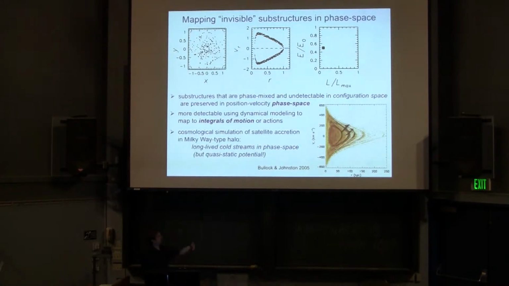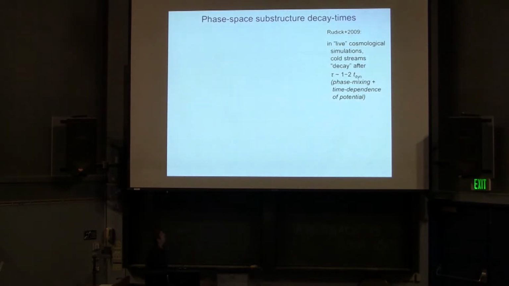And here's a kind of quasi-real example from a simulation of accreting satellite galaxies. So you can see these cold streams in phase space. Now, one of the issues here is that this is idealized. It's in a quasi-static potential, very smooth. It's not truly cosmological. So you'd like to know, how long do these things stick around where you can detect them? And there's been a little bit of work done on that.